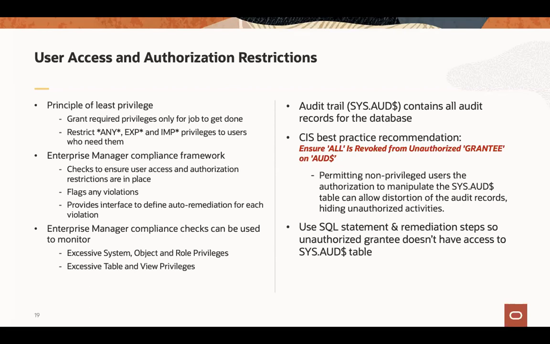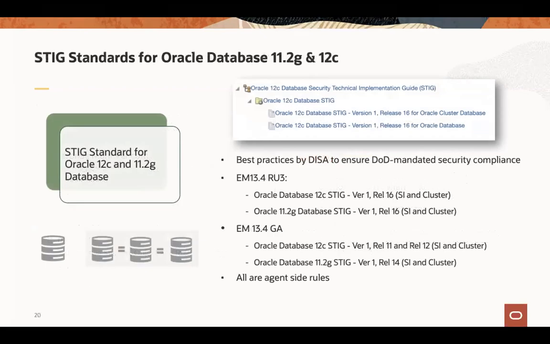So there is a rule in CIS to revoke all from unauthorized grantee for this audit trail table. You can use the SQL statement to restrict access to this table. Once you have revoked these privileges for unauthorized grantees, Enterprise Manager will be able to monitor and flag any deviation from this rule. There are rules available for each of the other tables in the database, for example, the history table or user table. This is just a quick high-level example.